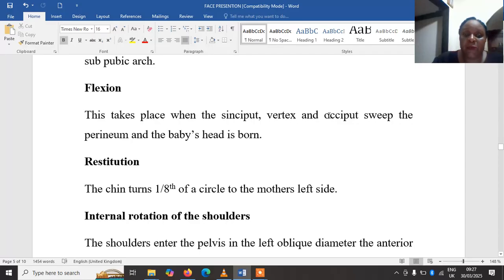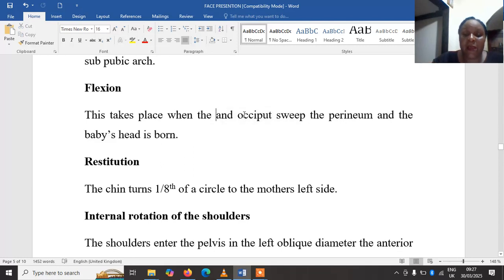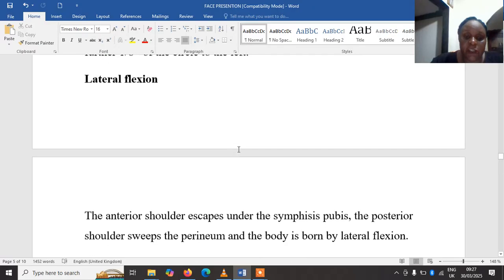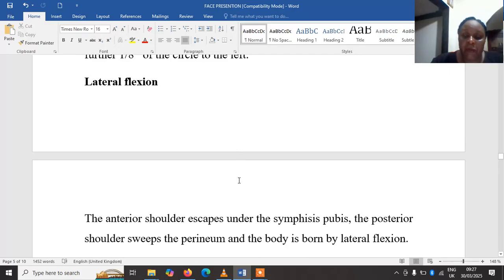and the occiput will sweep the perineum, and then the sinciput will escape under the symphysis pubis, and the head will be born. We said, as usual, like in vertex, restitution will take place, internal rotation will take place, external rotation, and then flexion will take place.